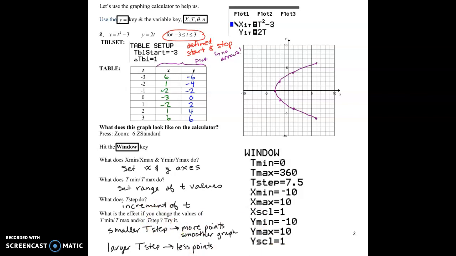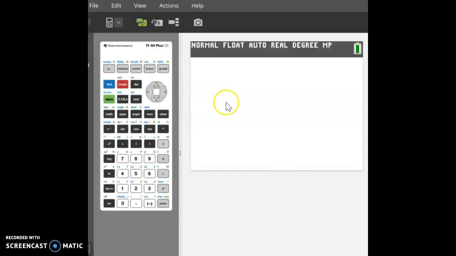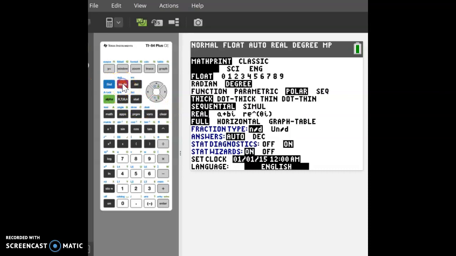So I'm going to switch over to the graphing calculator here. First of all, we want to change our calculator to parametric mode. Remember, we changed it to polar mode before. If we go to mode, you will see that we have function, parametric, polar. So we're going to go down and put it in parametric mode. There we go. We can quit out of there.